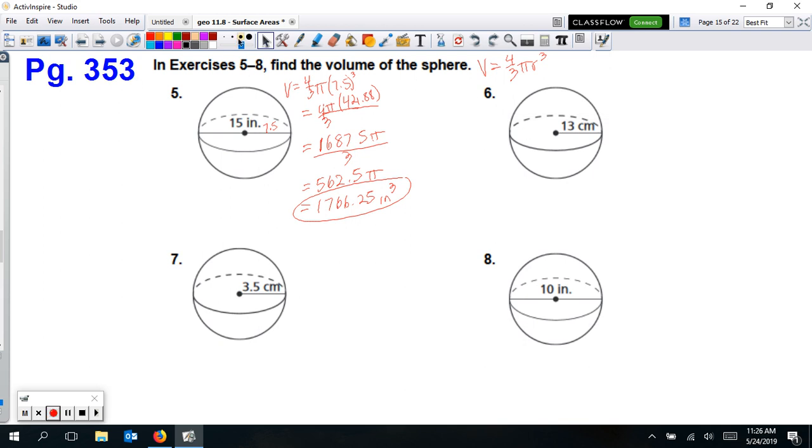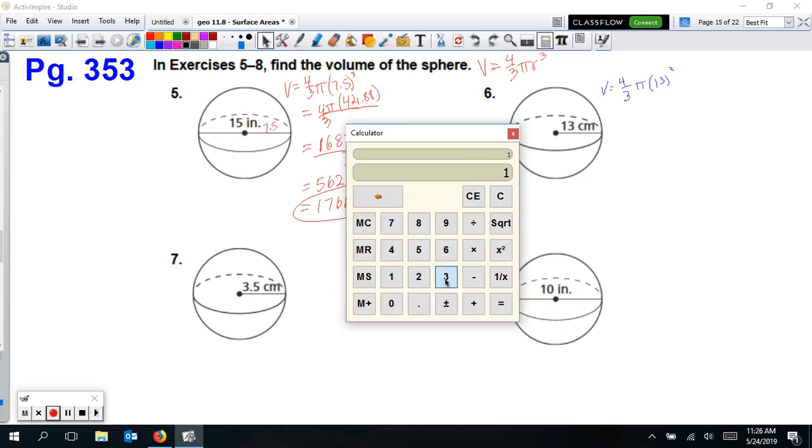All right, number 6, same thing here. Our 13 is the radius. We're just going to plug that in, 13 to the 3rd power. So 13 times 13 times 13, let's do it 3 times, not too long there, 2197. So that's going to be 4 times pi times 2197. I can multiply by 4 right now and get 8788.